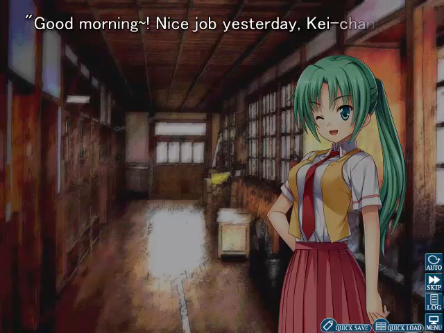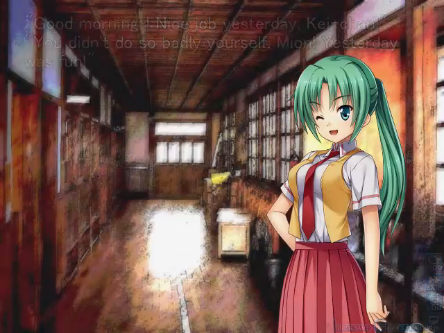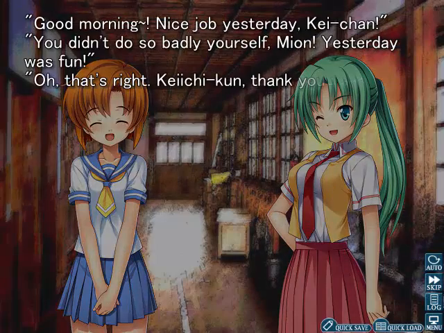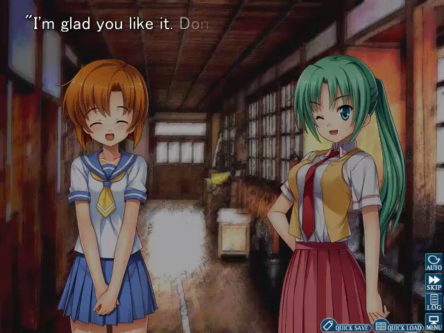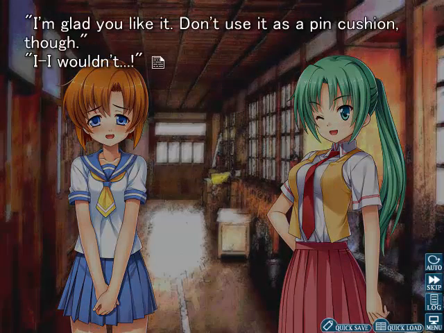Good morning! Nice job yesterday, Keiichi. You didn't do so badly yourself, Mion. Yesterday was fun. Oh, that's right, Keiichi-kun. Thank you very much for Mr. Bear. I'm glad you like it. Don't use it as a pincushion, though. I wouldn't.